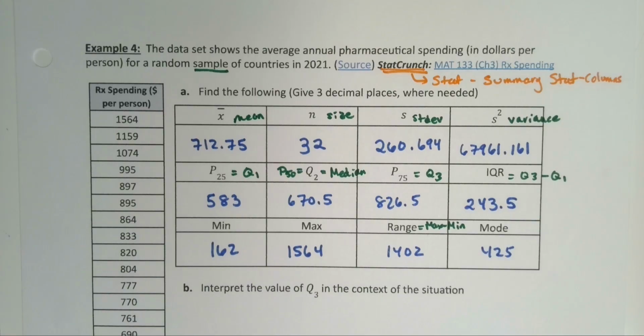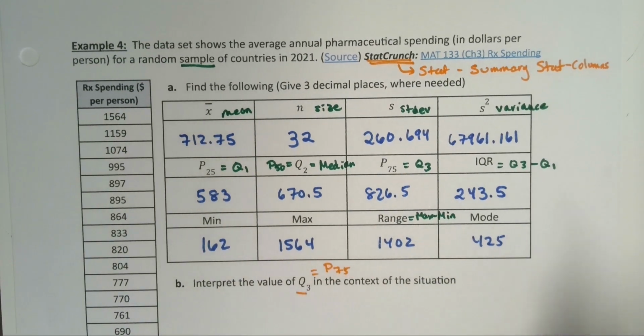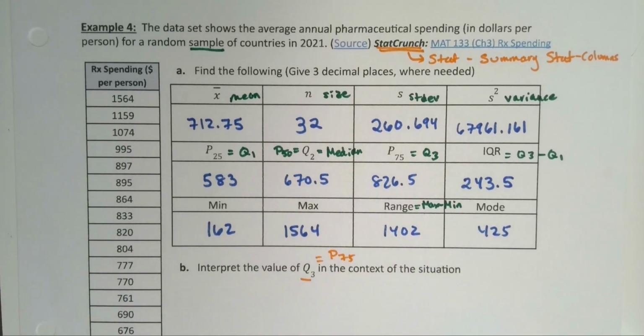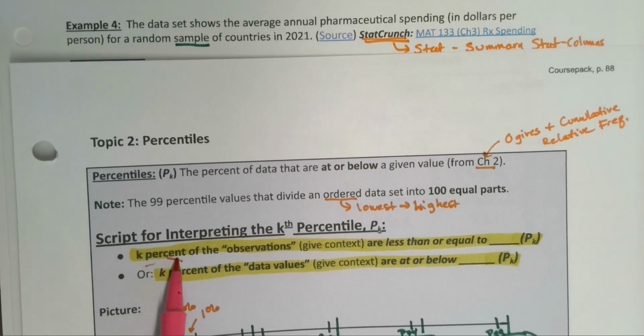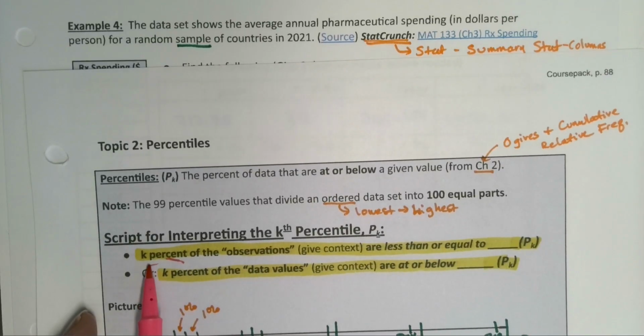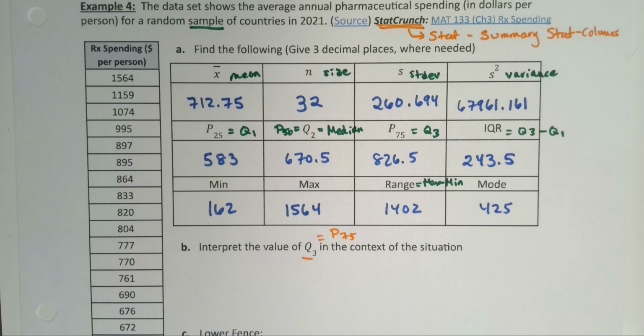All right, so now we want to interpret the value of Q3 in the context of the situation. Okay, so Q3 is a percentile, right? Q3 is P75, right? It's the 75th percentile. So we have to use our script for interpreting percentiles that we learned back when we learned percentiles in this section. So it was right here. So the first thing you'll do is make your percentile into a percentage, right? So such percent of the observations are less than or equal to the value.